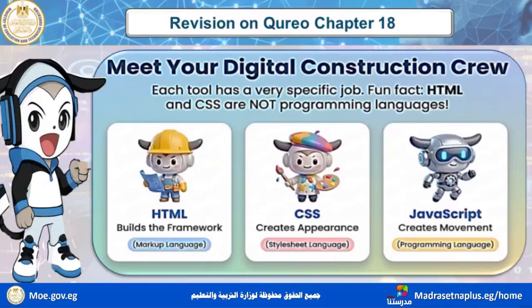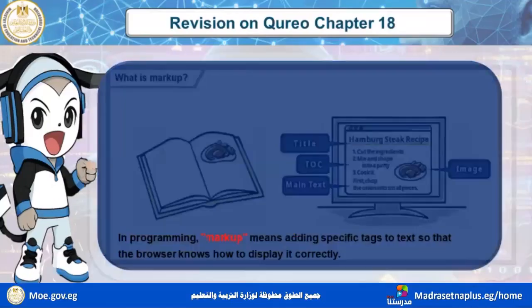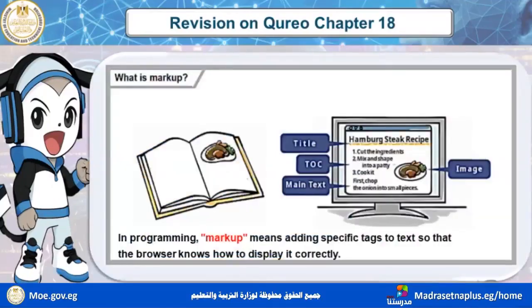HTML builds the framework using a markup language. It's a markup language. And CSS creates the appearance, and it is a style sheet language. The real programming language here is JavaScript, which creates movement. So we need to build the framework using HTML, create the appearance using CSS, and then create the movement using JavaScript.